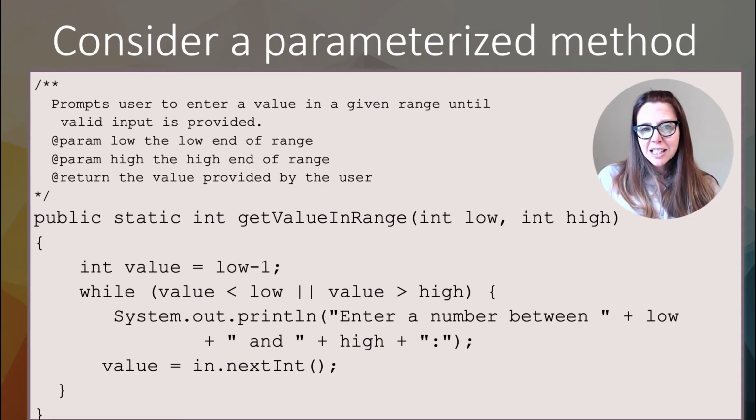Instead of initializing to -1, because we're allowing this range to go from low to high, we'll set that initial value to low - 1, making sure that we're lower than low. And then proceed by checking until we find a value that is between low and high inclusive.